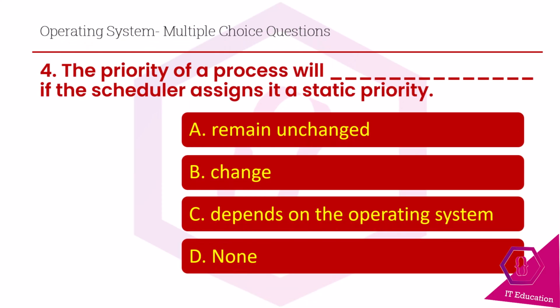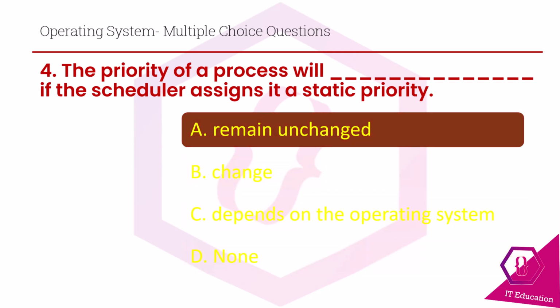The next question is, the priority of a process will, if the scheduler assigns it a static priority: option A remain unchanged, option B change, option C depends on the operating system, option D none. If you read the question carefully, if the scheduler assigns it a static priority, it means it will be option A, remain unchanged.